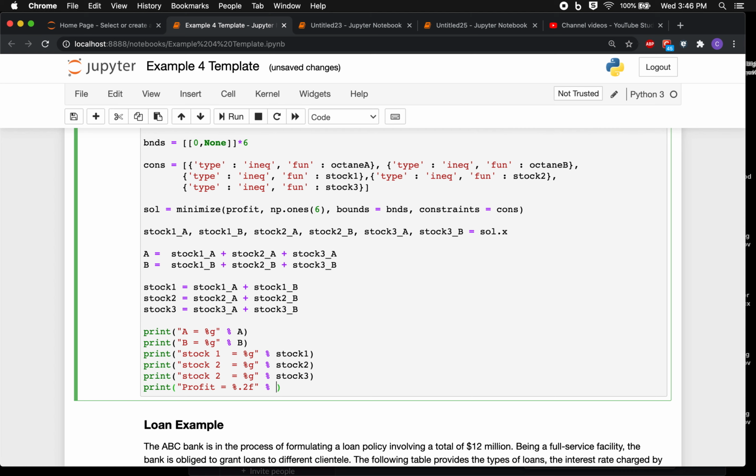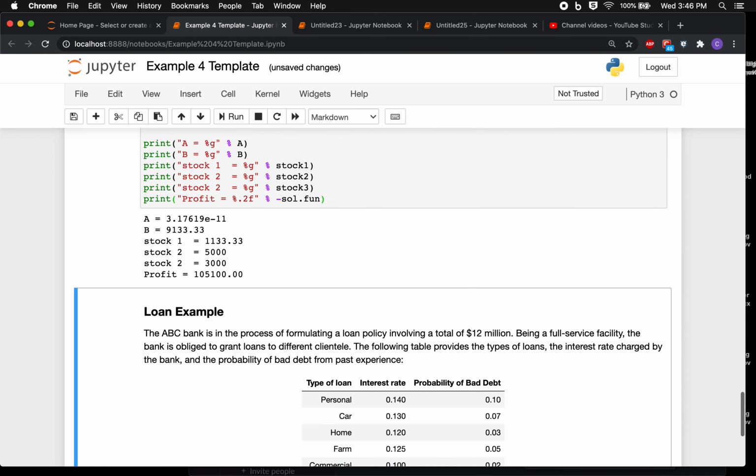And then again, it's going to be minus sol.fun since we're trying to maximize something, so we minimize the negative of that function. And I look at the example, and in this case, I'm actually not going to make any A. I'm solely making B. And basically, I'm using up all of stock 2, all of stock 3, and a little bit of stock 1. And my maximum value is 105,000. And that's how much I make.